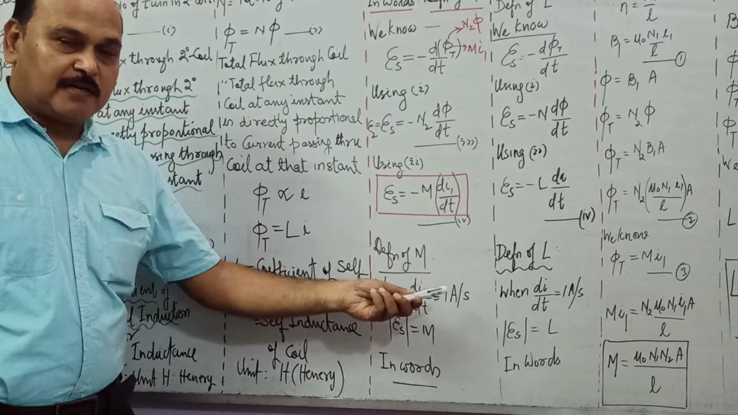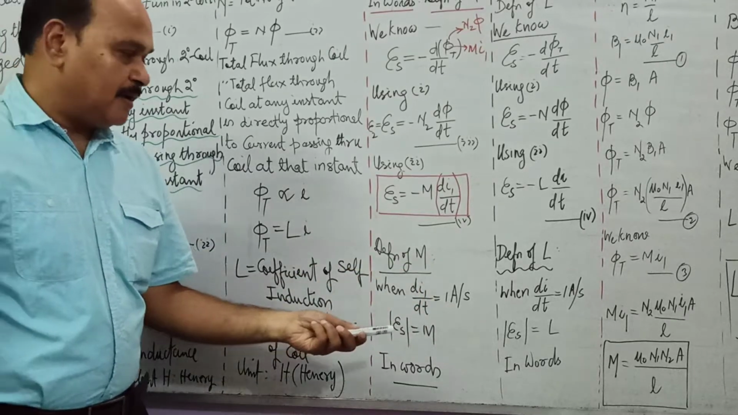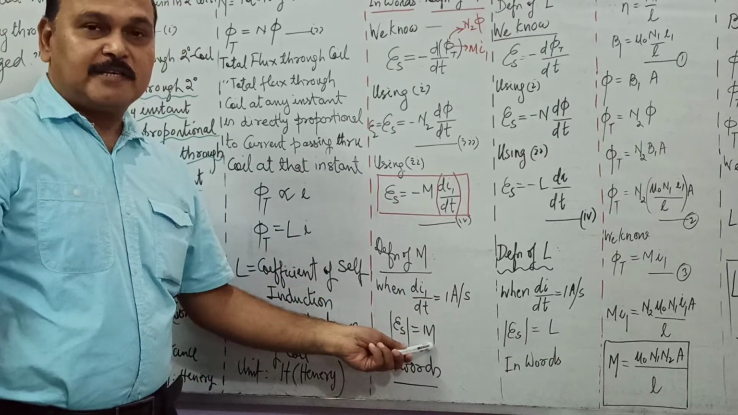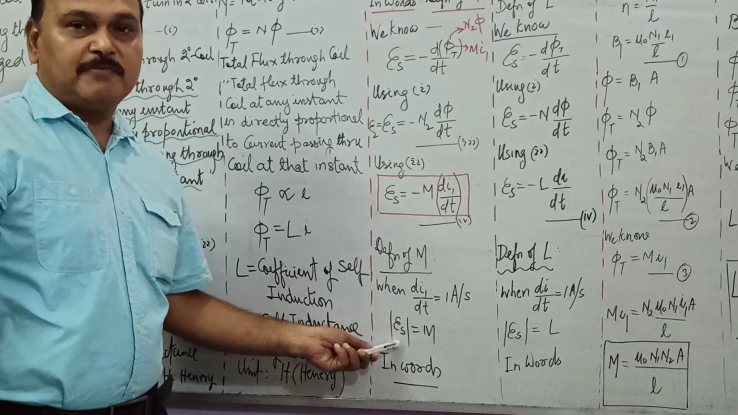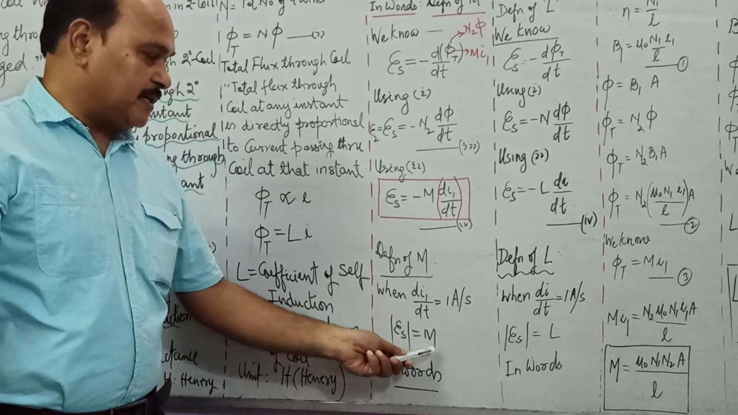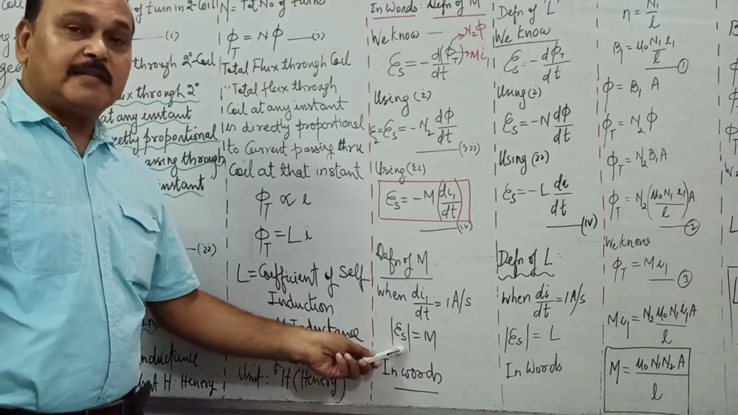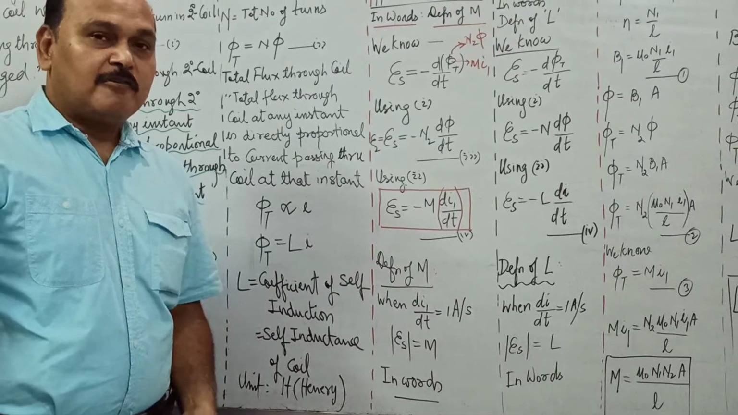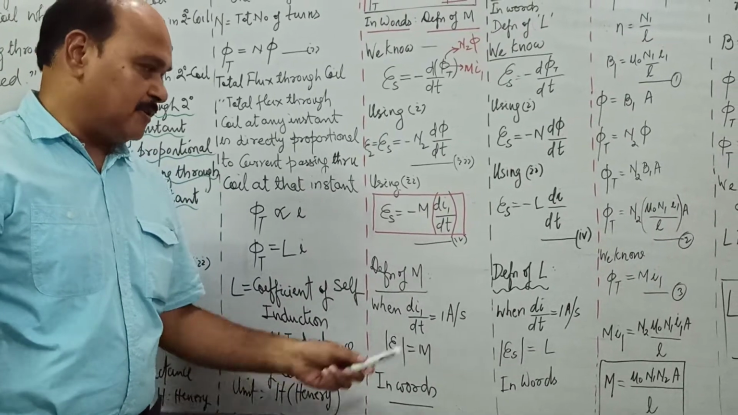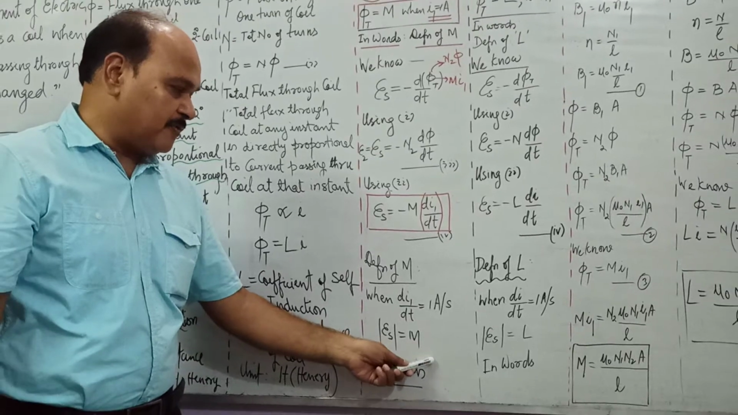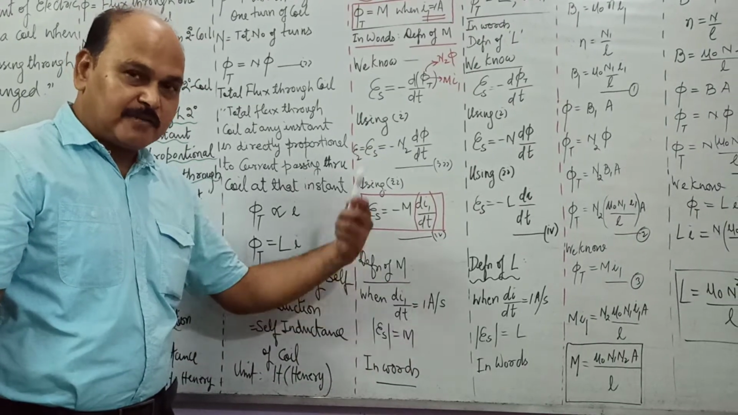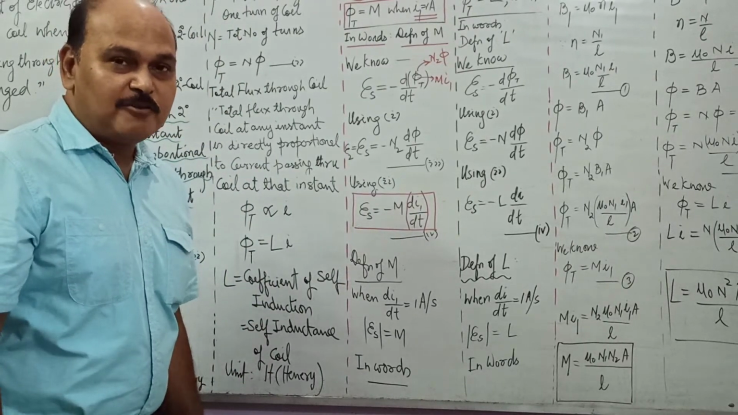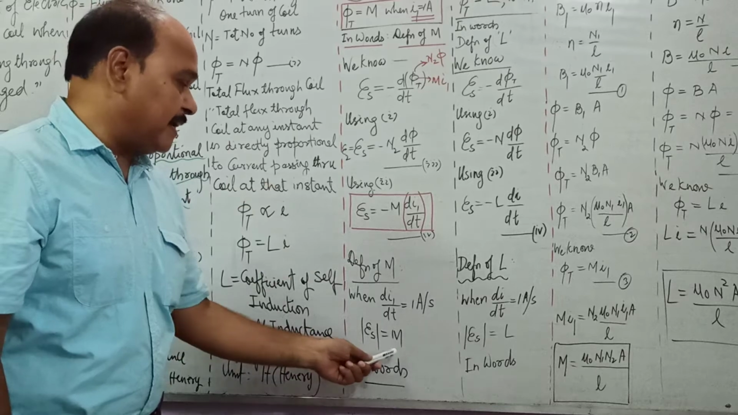When the rate of change of current in the primary coil is 1 ampere per second, then M is the same as the value of induced EMF in the secondary coil. Mutual inductance of the coil is defined as the induced EMF in the secondary coil when the current passing through the primary coil varies at the rate of 1 ampere per second. You can start from here and end here, or you can start from here and end here. So if the rate of change of current passing through the primary coil is 1 ampere per second, then the value of induced EMF in the secondary coil is the same as M.